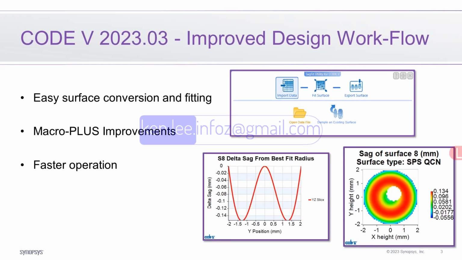For improving design workflows, you can easily fit measured SAG data or a CAD surface to native CODE V surface types with the SAGFit utility. There are also several other new and updated CODE V sample macros for optimization, constraint sorting, and fabrication support. Other updates facilitate faster operation of CODE V's macros using index database items and lenses with menu pickups.